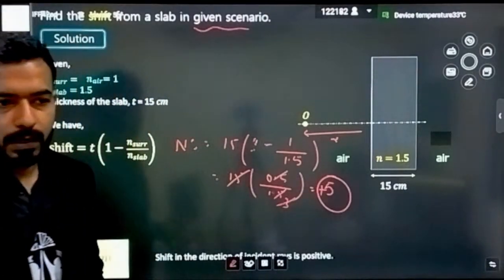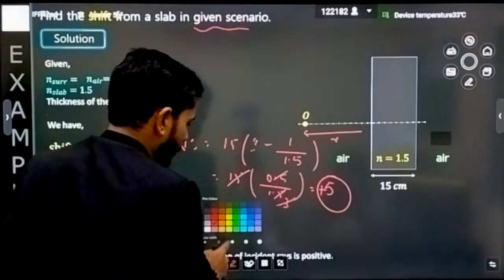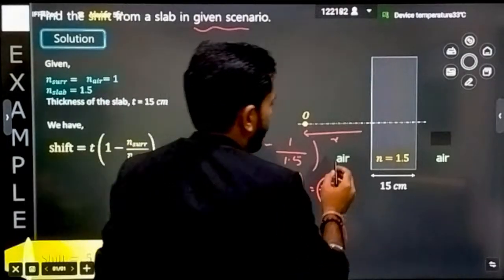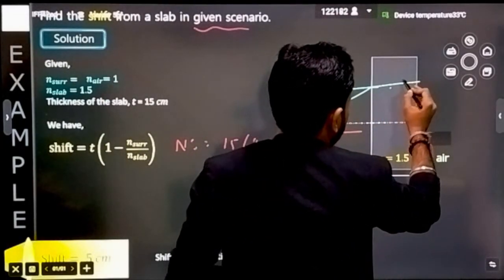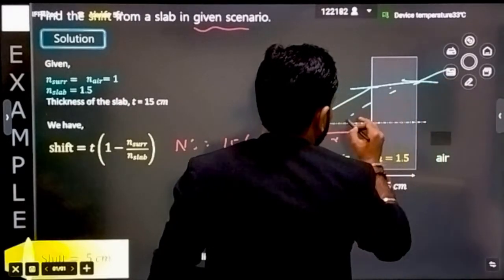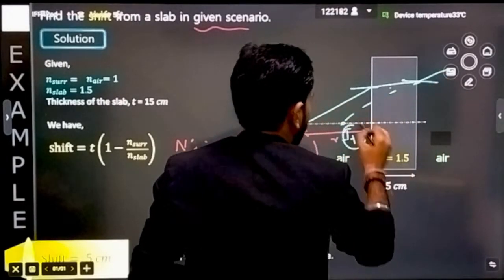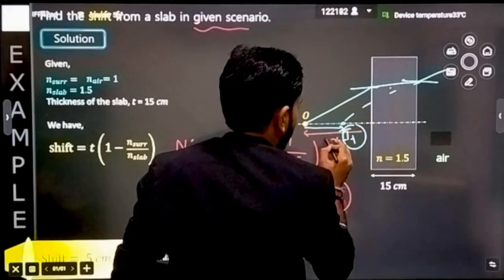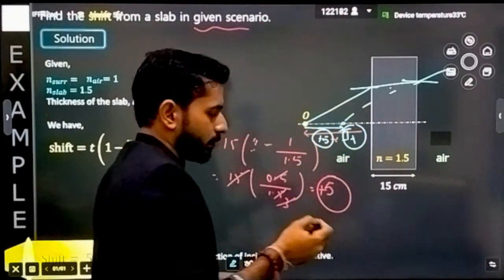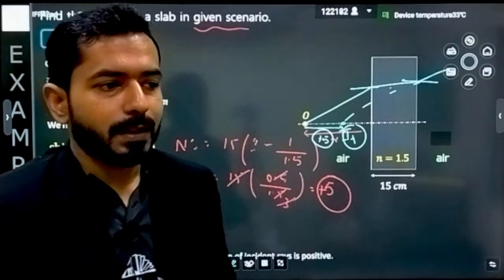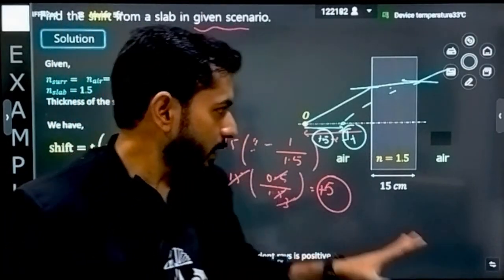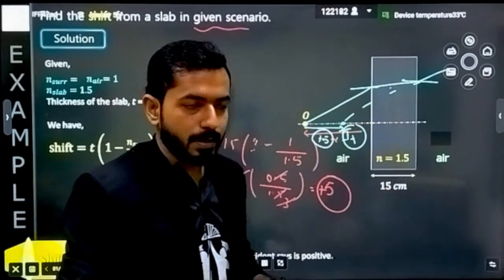Now see, what is the interpretation of plus 5 and minus 5? That is what I have to tell you. Plus 5 means, if I were to draw the ray diagram, it will be somewhat like this, and it will be going just like the last case we have drawn. So plus 5 always reflects that shift is coming in the direction of the incident ray.